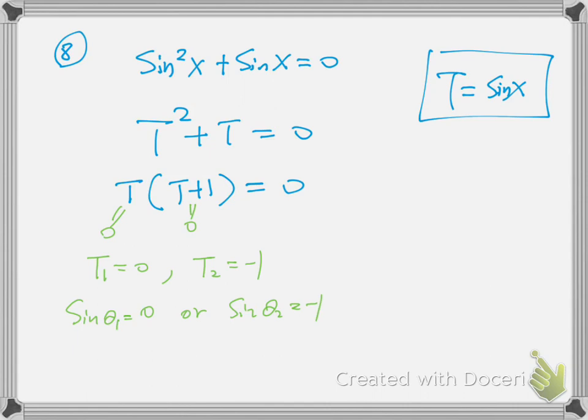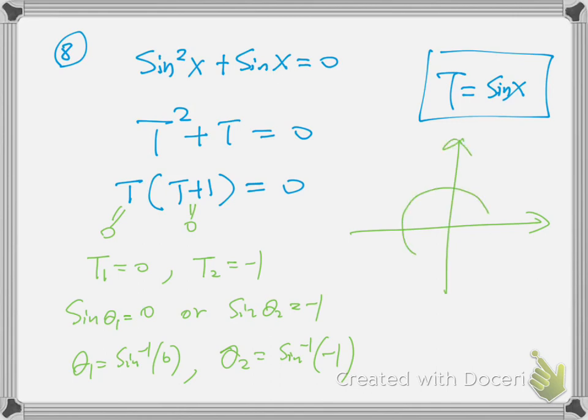So now use inverse notation. Theta 1 is sine inverse of 0, and theta 2 is sine inverse of negative 1. Now if you like, you can draw P1, P2, P3, P4 again. This is 0, 1, negative 1, right? So we need these 4 points. P1 is 1, 0. P2 is 0, 1. P3 is negative 1, 0. And P4 is 0, negative 1, right?